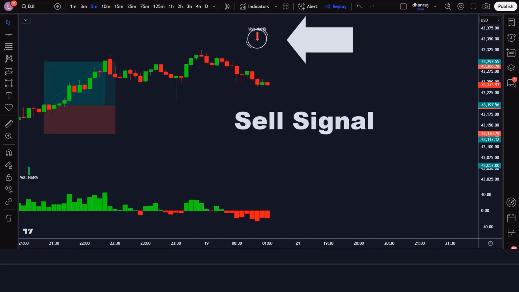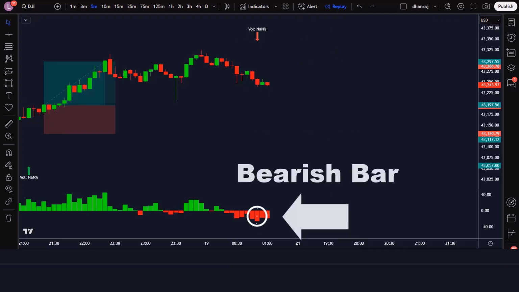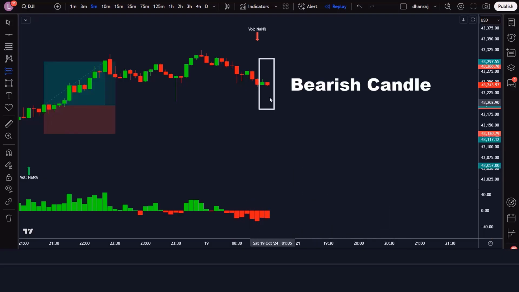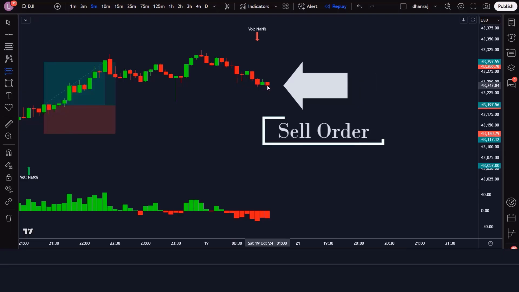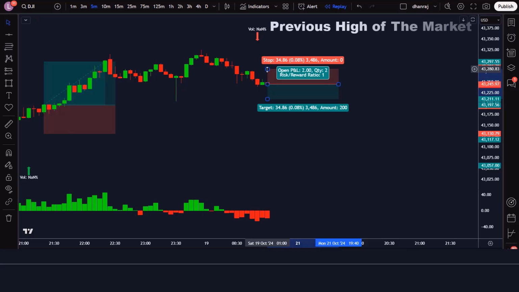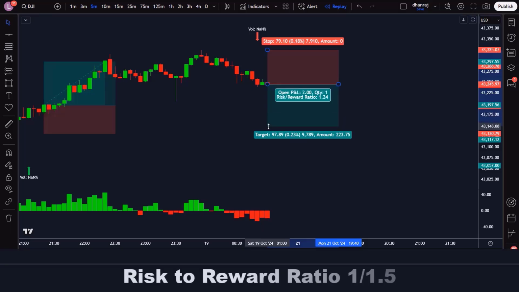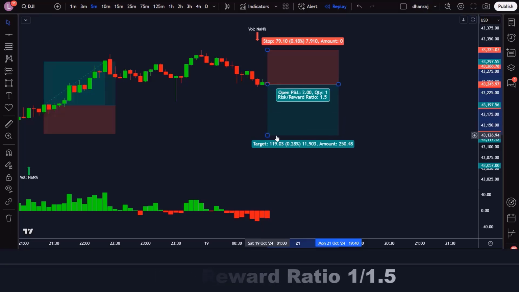Here the Super Trend Plus Relative Volume Indicator gives us a sell signal. Here the EMA Oscillator Indicator shows a bearish bar. Here the market has made a bearish candle to give confirmation. So all our conditions are being fulfilled, so we are placing an order to sell. Our stop loss is to be placed at the previous high of the market. And the risk-to-reward ratio will be 1:1.5.